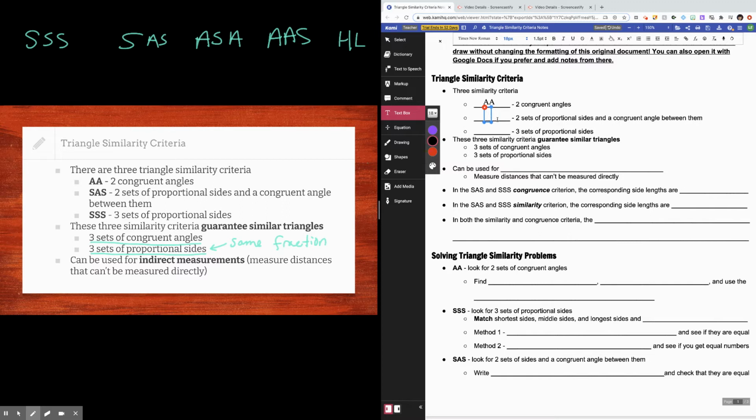The other 2 should look pretty familiar to you. SAS, where you have 2 sets of proportional sides and a congruent angle that's trapped in between them. And then the third is SSS, where you have all 3 sets of proportional sides. Those are the triangle similarity criteria. They're going to guarantee that you have similar triangles, meaning same shape, different sizes.